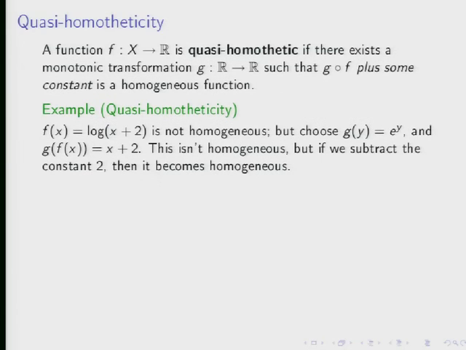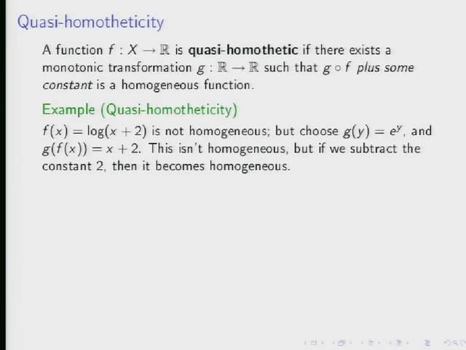Now, x plus 2 as a function is not homogeneous. If we multiply x by a constant, it's not going to satisfy this restriction. But we say that it is quasi-homothetic because if we take a monotonic transformation like this and then subtract or add a constant, we can get a homogeneous function. In this case, we exponentiate. That's a monotonic transformation. Then we subtract the constant 2, and the resulting thing is homogeneous. Okay, I hope that's clear.